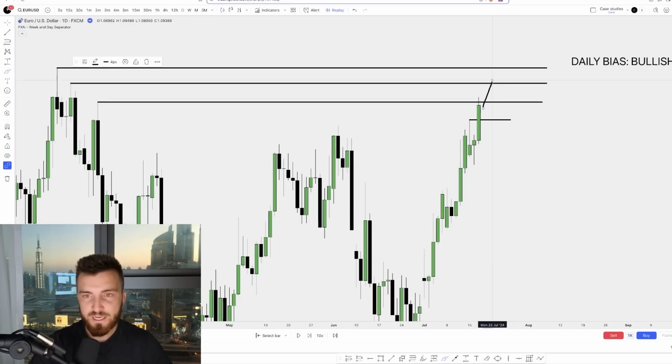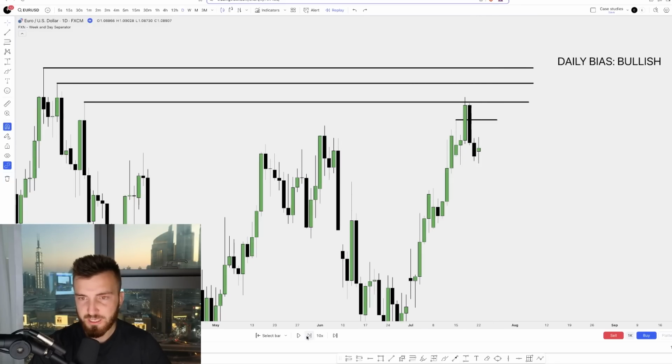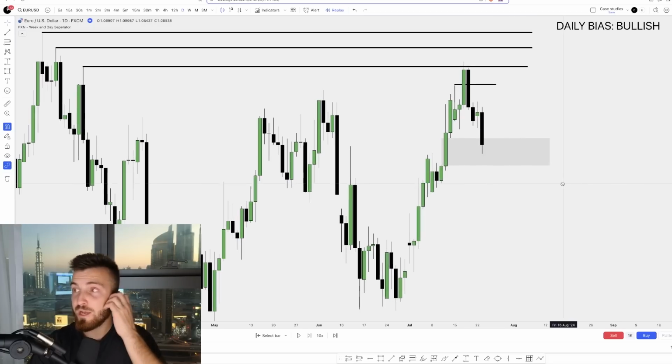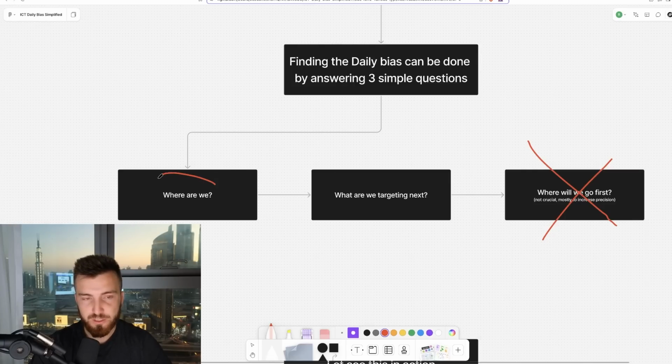And so we continue wanting to target the highs. So we see the market reverses, comes towards this low, and then eventually we have a market shift towards this daily fair value gap. But at this point, you're thinking, okay, where will we go next, right? So at this point, where are we? And what are we targeting next?